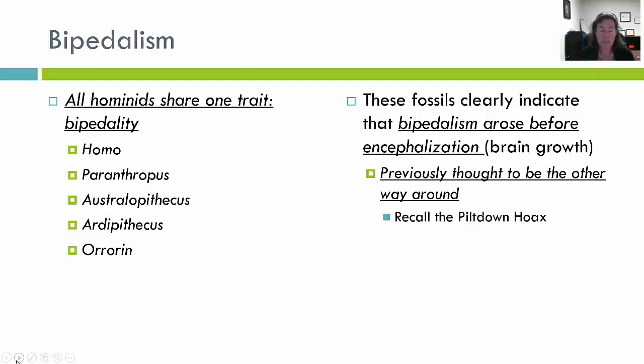All the hominid species that we have talked about so far are united with later hominid species in the presence of one anatomical behavioral complex, bipedal locomotion. All the Australopithecines, Ardipithecus, Orrorin, Paranthropus, Homo, they're all bipedal. These fossils clearly indicate that bipedalism arose before encephalization. It was previously thought to be the other way around, and this was part of what we call the Piltdown hoax.